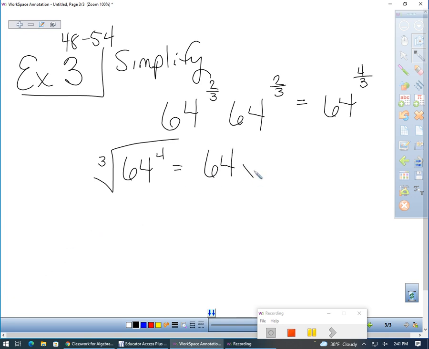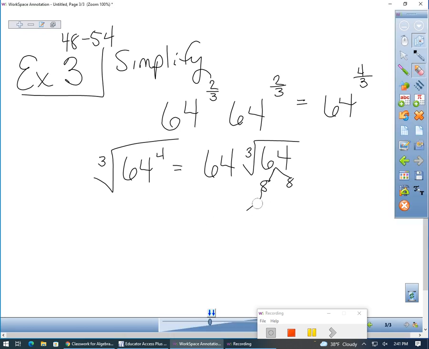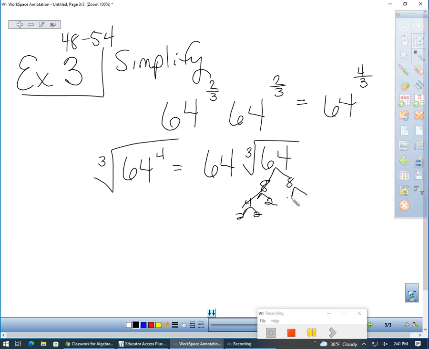We have 4 cube root 64. Now can we break down 64? I think so. You know 8 times 8? Sure. Oops. We can do 4 and 2. We can do that. 4 and 2. That 4 is going to be 2 and 2. All right. So here we have 2, 4, 2 and 2.